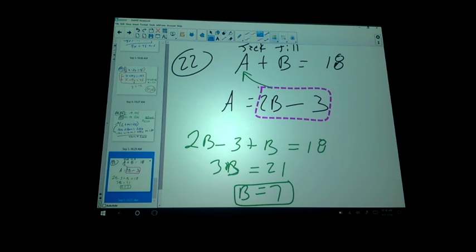All right. So Jill happens to be 7. Jack happens to be 11. Because 11 plus 7 is 18. Cool.